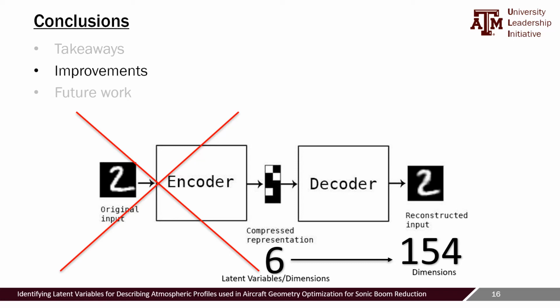Some improvements that can be made are on the optimization of the autoencoder. By reducing the compressed profile representation to as few dimensions as possible while still retaining reasonable accuracy, optimization of the outer mold line can be significantly more efficient. Better optimization of the autoencoder can be achieved by using different model architectures and model parameters, or even by using alternative methods to an autoencoder such as generative adversarial networks.